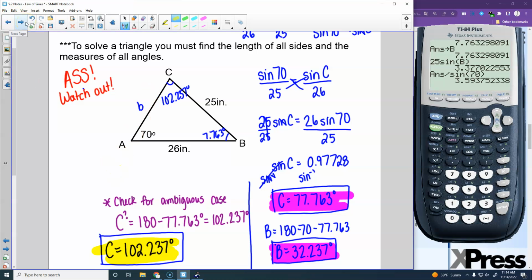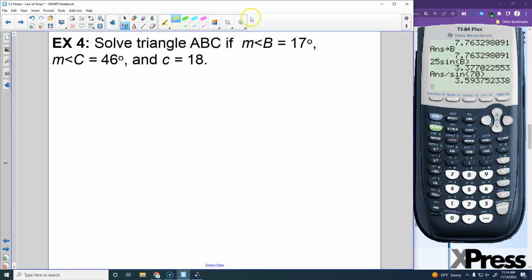Okay? All right, we are going to skip this one because I think you guys will be okay doing that. It is not ambiguous case. Do you even have to check for ambiguous case if you have 2 angles? No. If you have 2 angles, you don't even have to check. You just are going to solve, find all the pieces, right? So I think you guys will probably be fine with that.